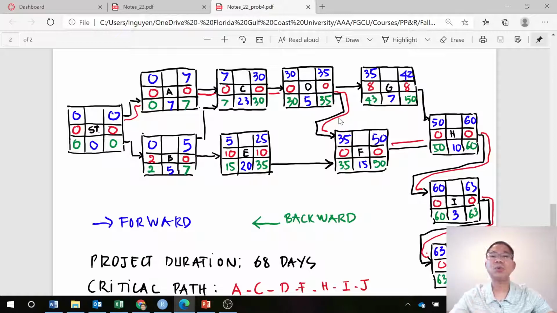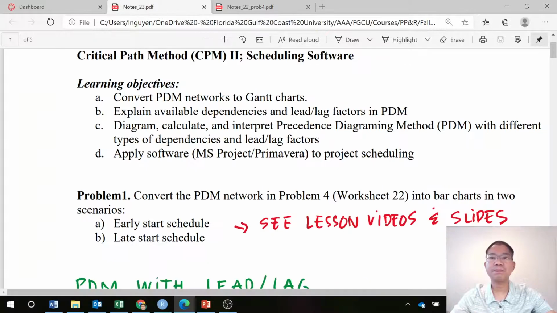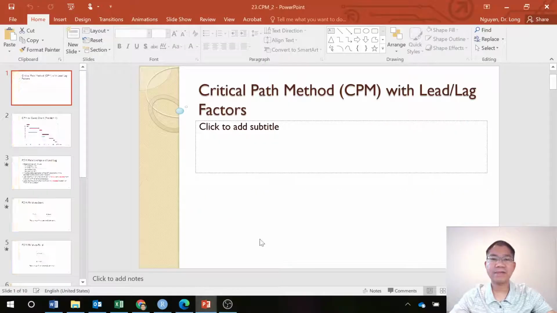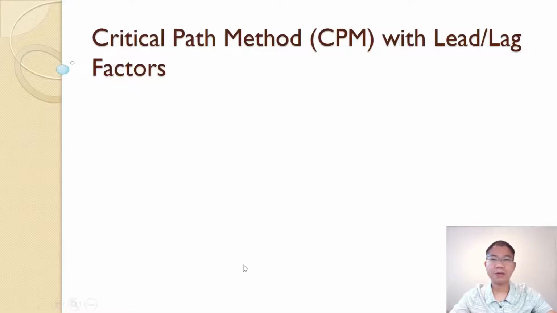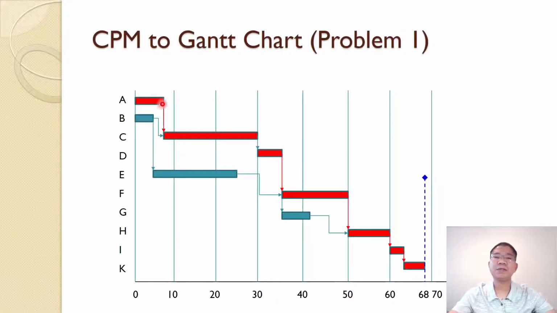So I show this problem to show you how to convert that into the bar chart. And that is the very first slide of our lesson today. Here, the red one stands for the late start schedule. The green one stands for the early start schedule.